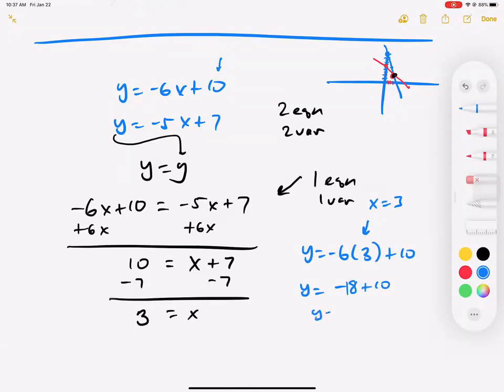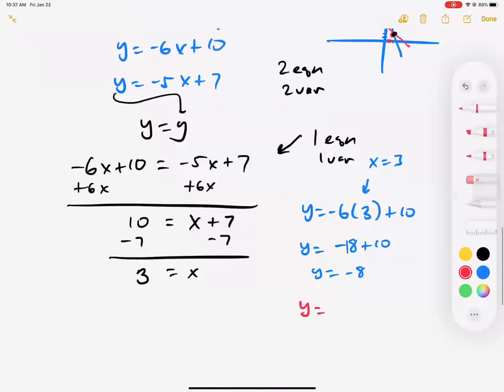And then y is equal to negative 8. Okay, let's see if it's the same answer if I use the other one. y is equal to negative 5 times x, where x we said was 3, didn't we? Plus 7. And y is equal to negative 15. Oops, that's 15. 15 plus 7 is going to be negative 8.